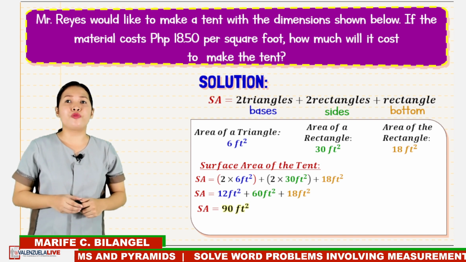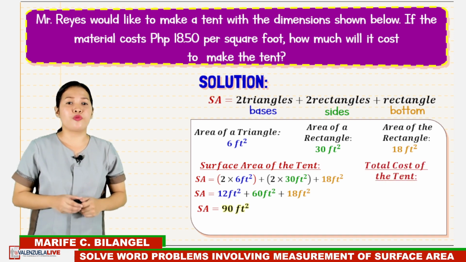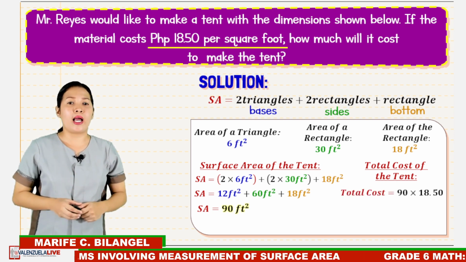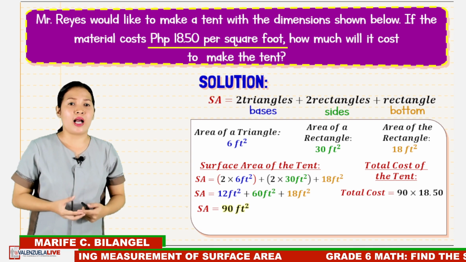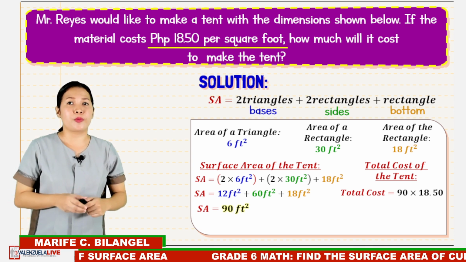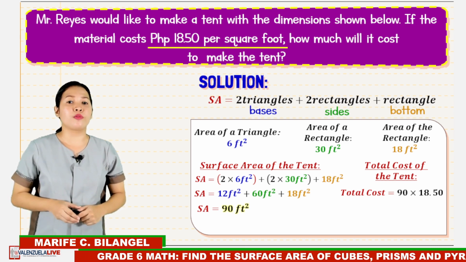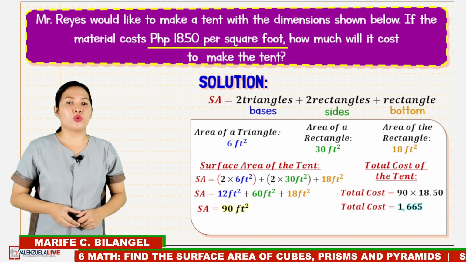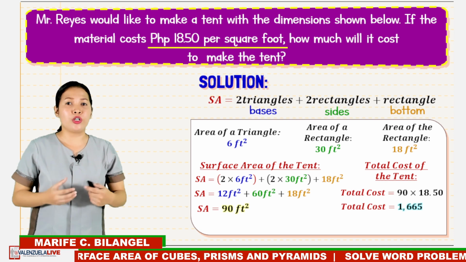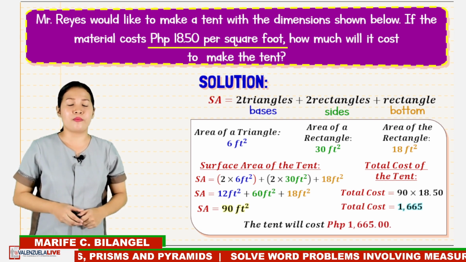But we have to find the total cost of the tent. To find the total cost of the tent, we just have to multiply the surface area of the triangular prism by the cost per square foot. So 90 times 18.50 is equal to 1,665 pesos. Therefore, the tent will cost 1,665 pesos.